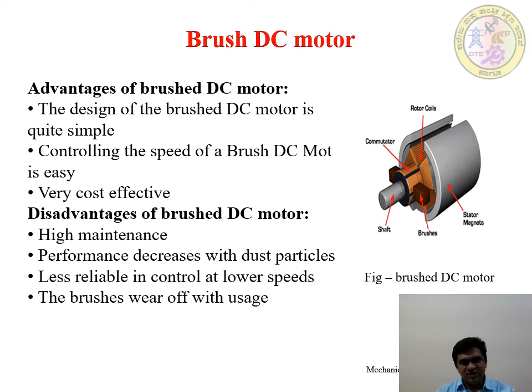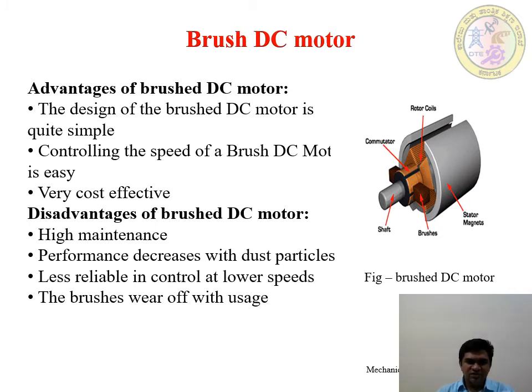Brushed DC motor. The diagram represents the brush type DC motor, where this is a stator magnet and the rotor is wound with the coil, and we have the commutator and the brushes in the brushed DC motor. What are the advantages of the brushed DC motor? The design of the brushed DC motor is quite simple, the controlling of the speed of a brushed DC motor is very easy, and it is very cost effective.